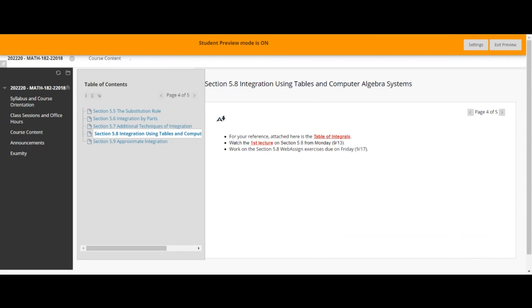Let's look through the table and see what might be the right formula to use. Look through the 100 formulas there. You click on the link, table of integrals, to get the table. Let me get it here as well.